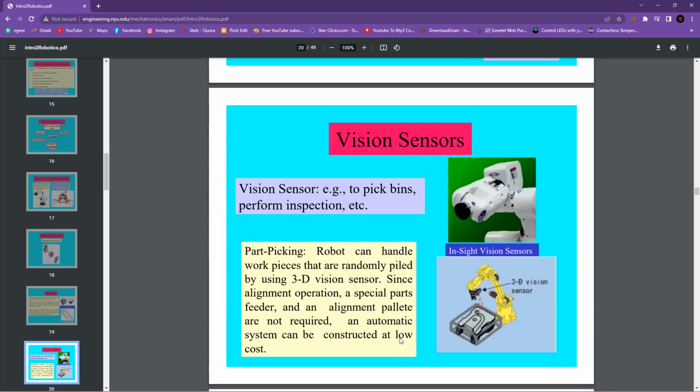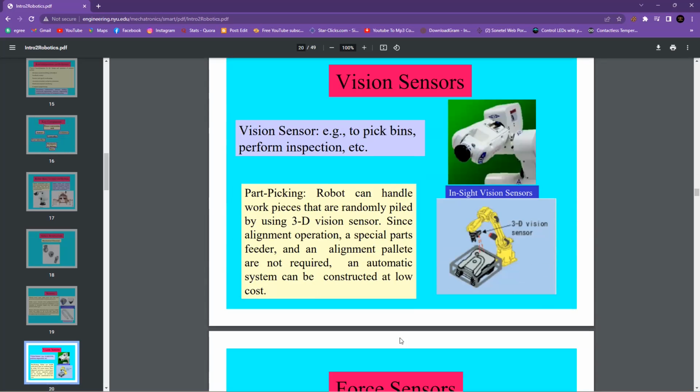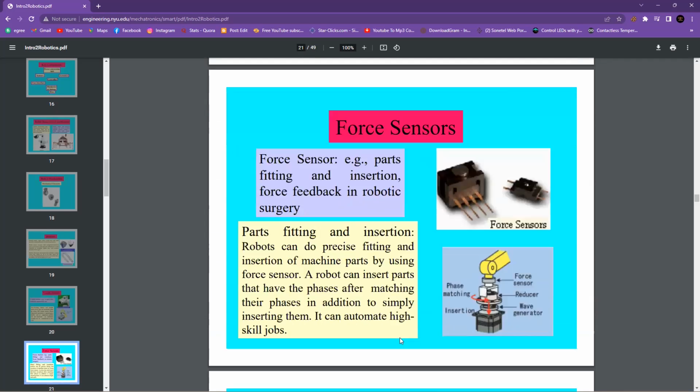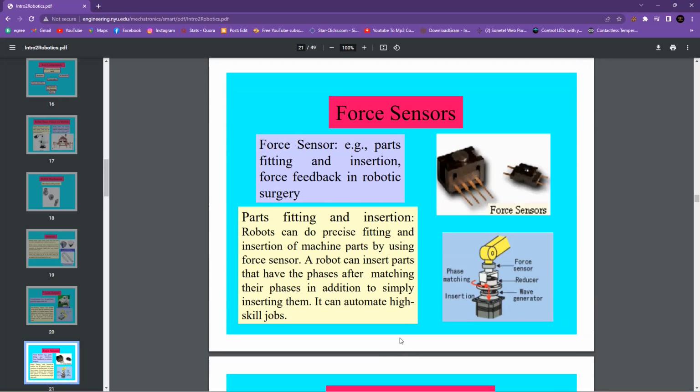Okay, so we have vision sensors, sensors that help robots in vision. We also have force sensors. Example, part fitting and insertion. Force feedback is used in robotic surgery. Okay, so those are the force sensors.